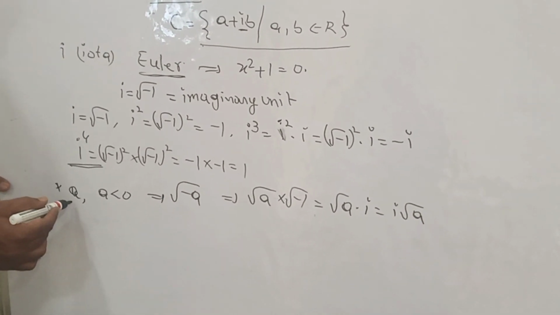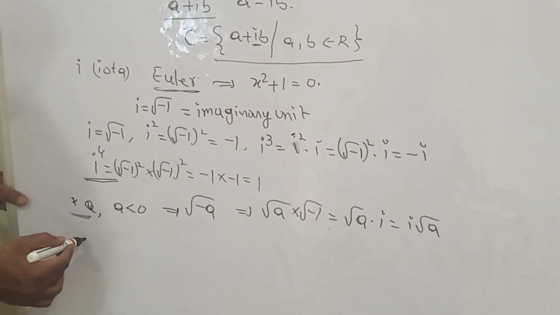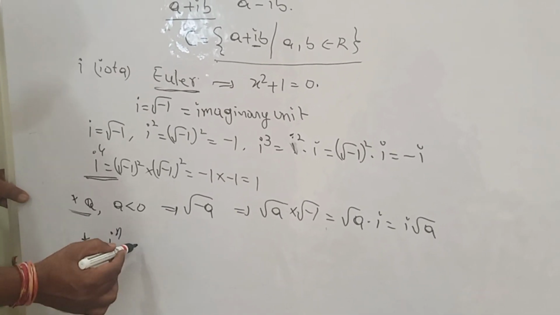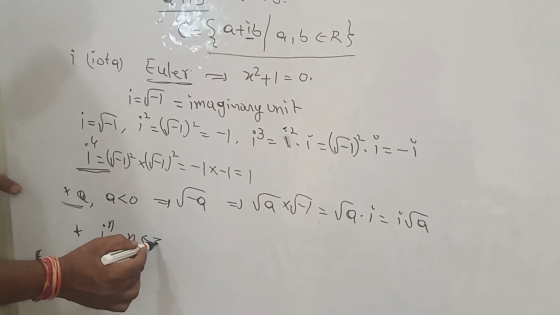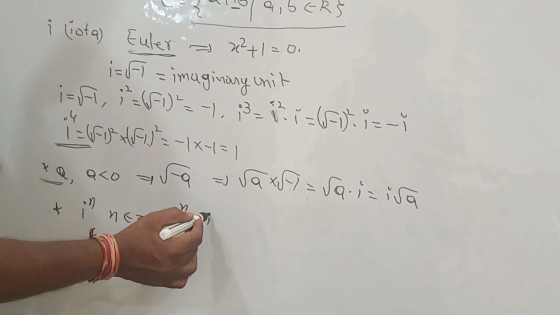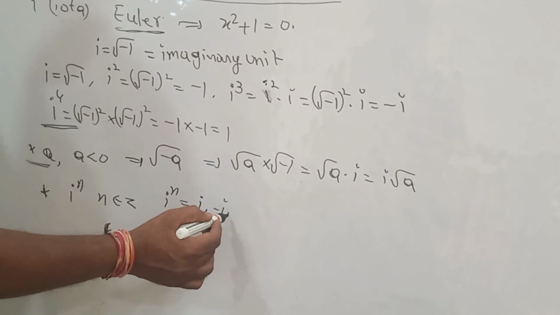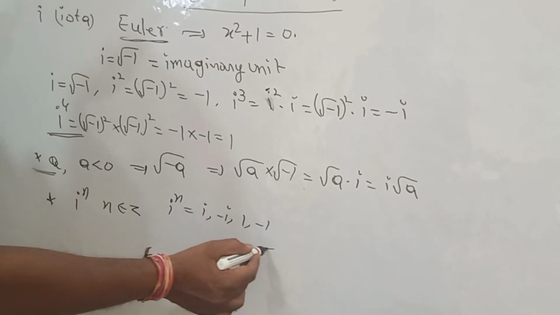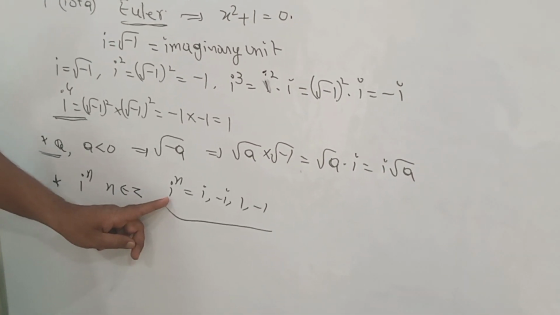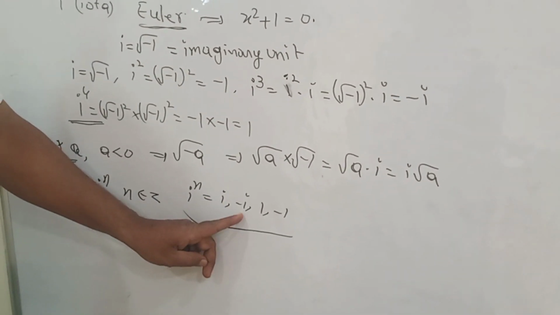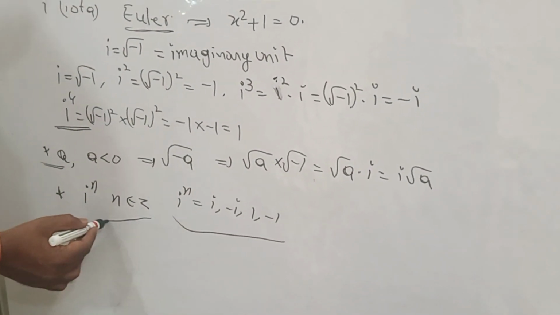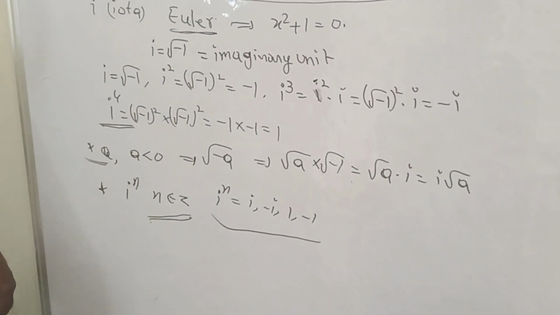Then we conclude that suppose i power n is there, n belongs to Z. Then the value of i power n will be i, minus 1, minus i, or 1. i power n is equal to i, minus 1, minus i, 1, where n belongs to Z.